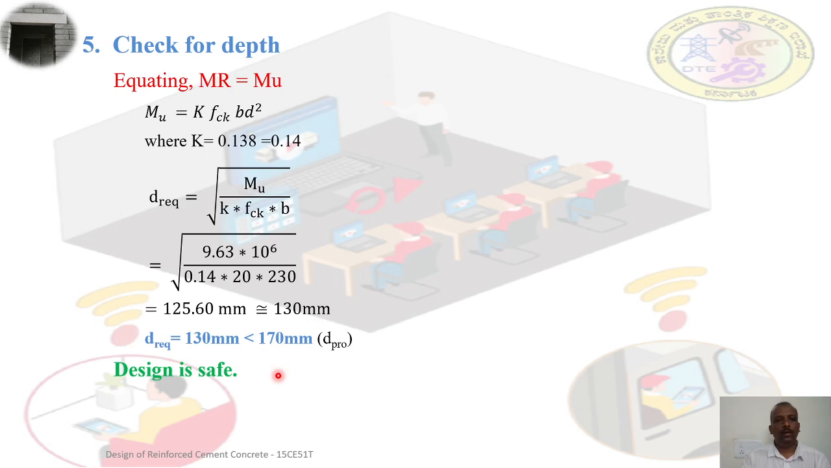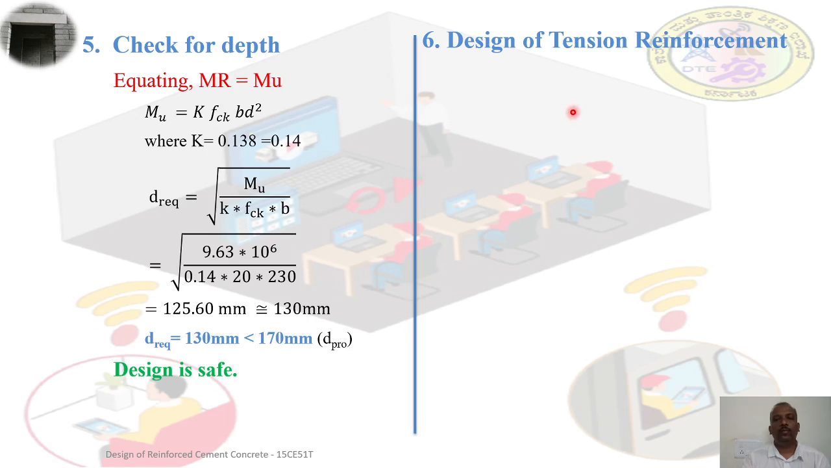Once we obtain the depth, the next step is we need to calculate the amount of reinforcement required to be provided in the tension zone. So the design of tension reinforcement can be obtained. In the earlier problem we discussed the conventional method. Now we are using SP16. So we need to calculate Mu by BD square. Mu, the ultimate moment, divided by breadth into depth square is equal to 1.39.